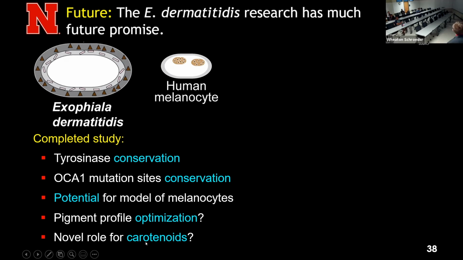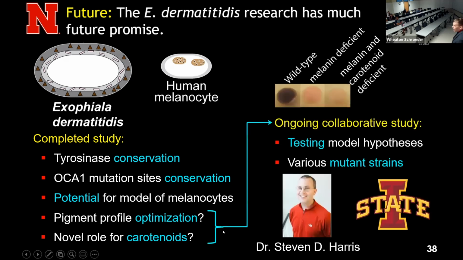This includes whether or not Exophiala engages in some type of pigment profile optimization, as well as whether or not there is a novel role for carotenoids in the organism, which we have not yet discovered. So this is currently the focus of some ongoing research in the Harris lab at Iowa State, and they're testing this with various panels of mutant Exophiala.